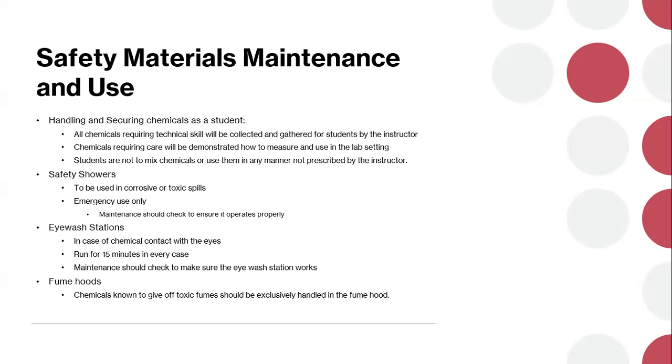On the first day of class, I would recommend showing students where safety showers, eye wash stations, and fume hoods are. Safety showers are to be used for emergency only. It's gallons and gallons and gallons of water that gets poured down. It's to be used in the event of a corrosive or toxic spill on the student. You want to make sure they're thoroughly washed off. And I would say have maintenance check that and make sure it is operational and that it would work in the event you do need to use it.